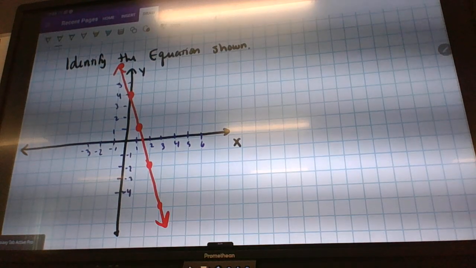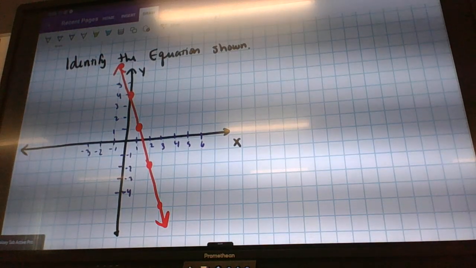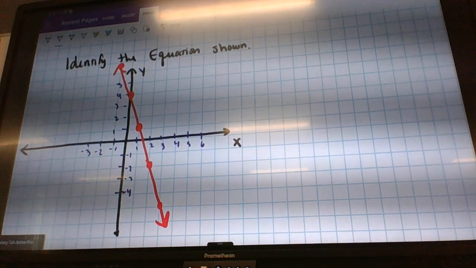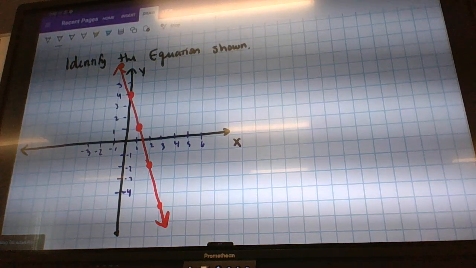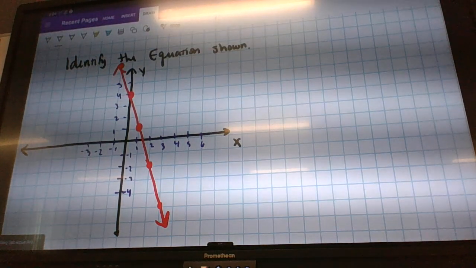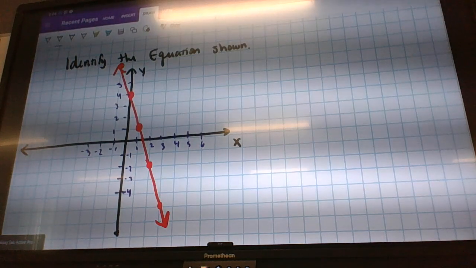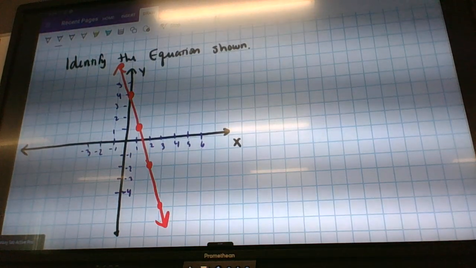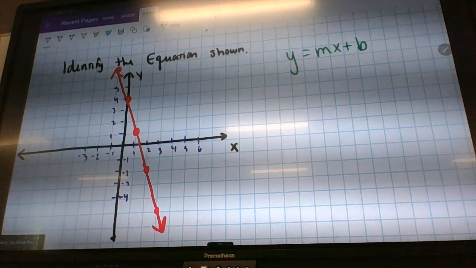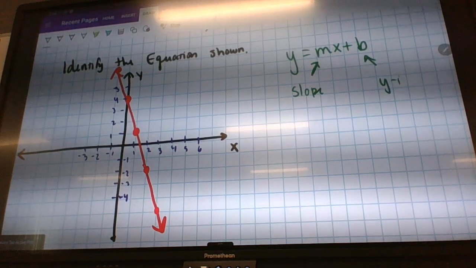What is the equation? What do I mean by the equation? I'll give you a huge clue: y equals mx plus b. So we need to figure out both the slope and the y-intercept.